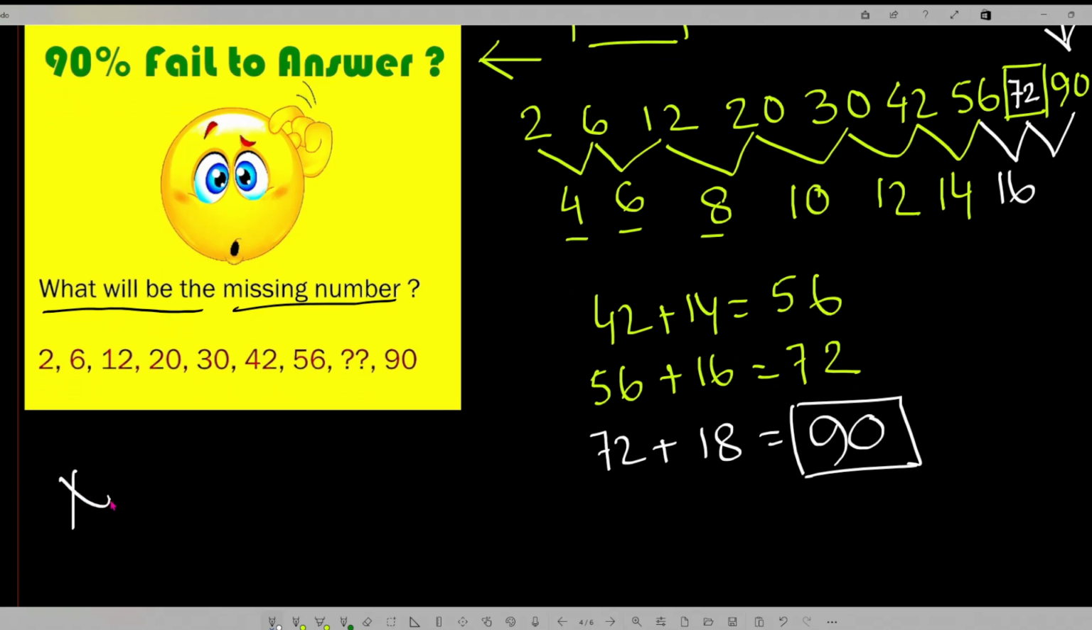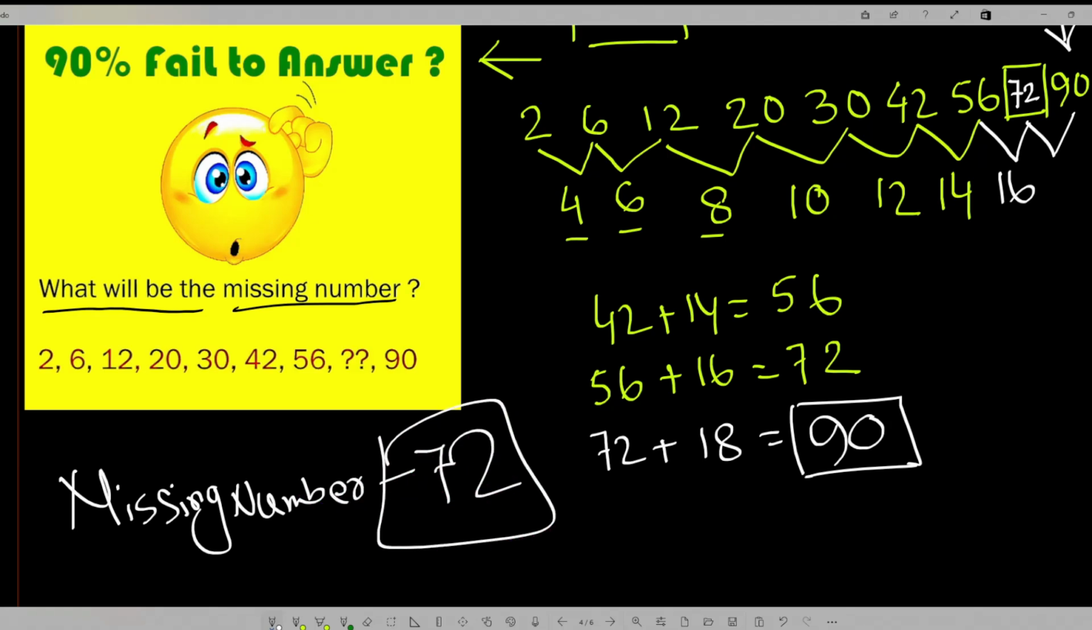Okay, so the missing number is 72. Okay, so 90% fail to answer.